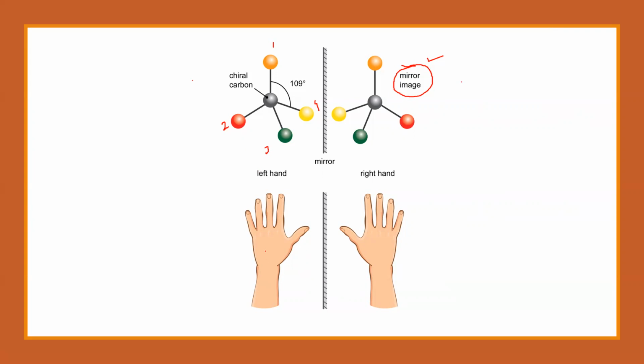Same thing with your hand as well. If you just take your hand like this and put it on top of this, will the thumb be on top of the thumb? No. In fact, this thumb will be on top of the little finger. This little finger will be on top of the thumb. Clear? Forefinger will be on top of the ring finger. Clear?